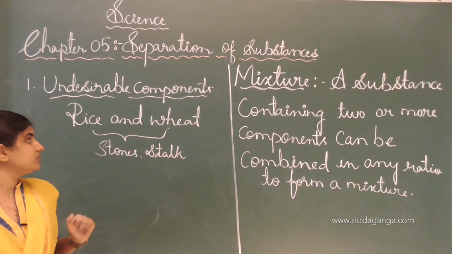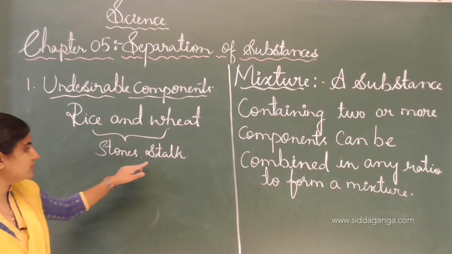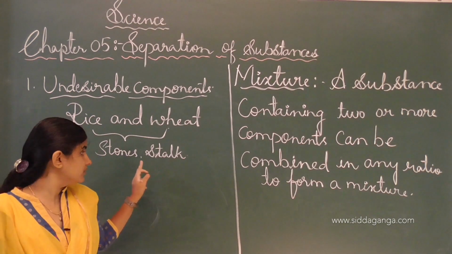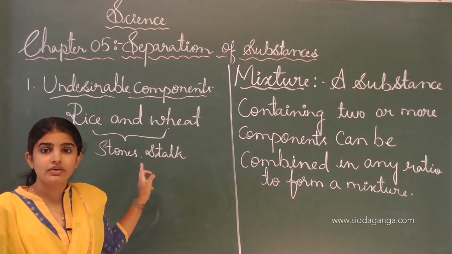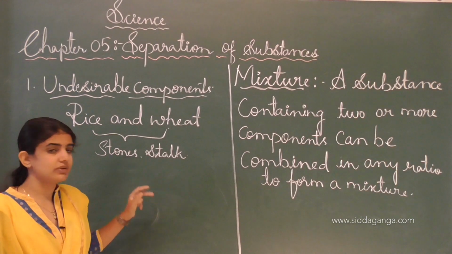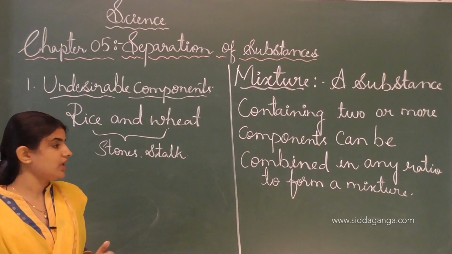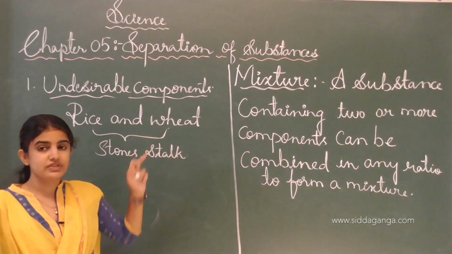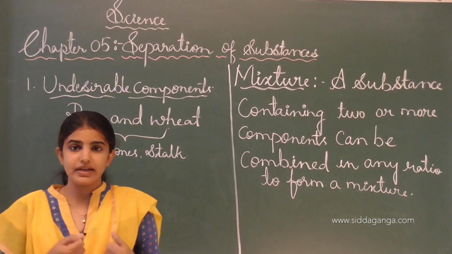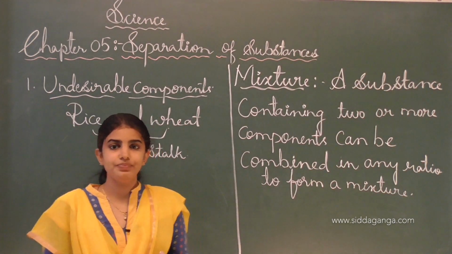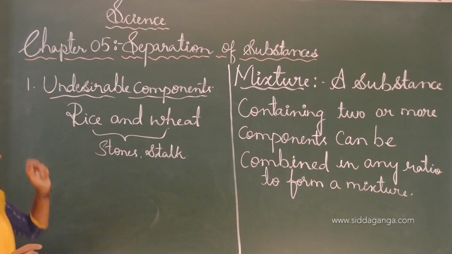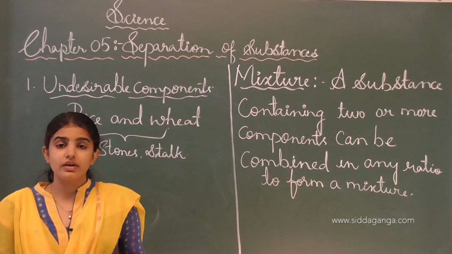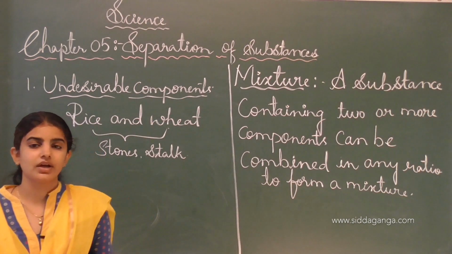See, the first purpose is what? Undesirable components like stones and starch, which are not desirable components. That's why they are undesirable components, which will be thrown away from the food items, and that's why they are called undesirable components. Whereas the rice and the wheat are desirable components which we take as food. See, this is how in the first purpose we have to remove undesirable components from food items like rice as well as wheat. So many examples will also be there.